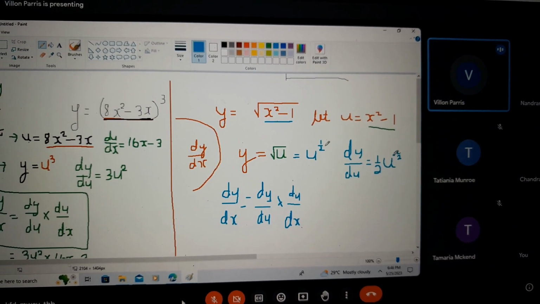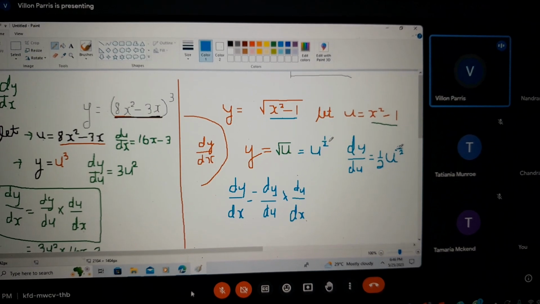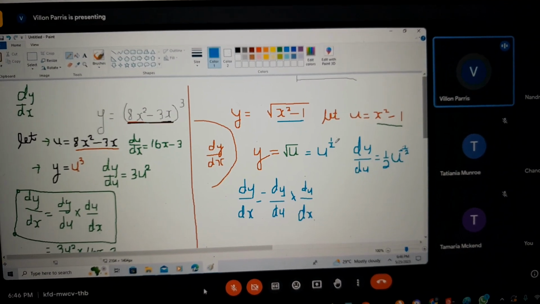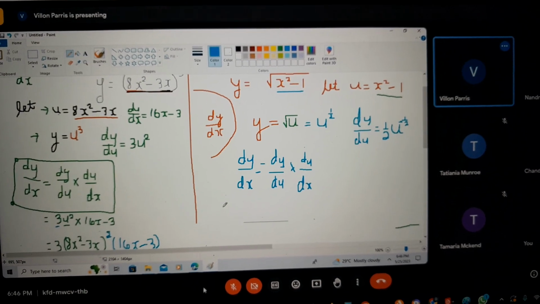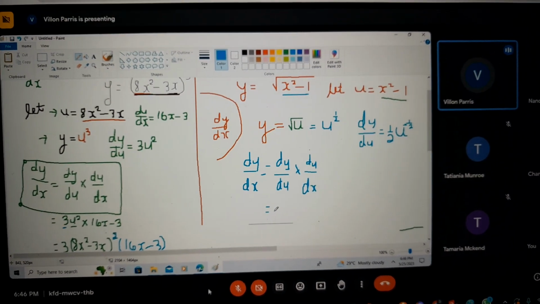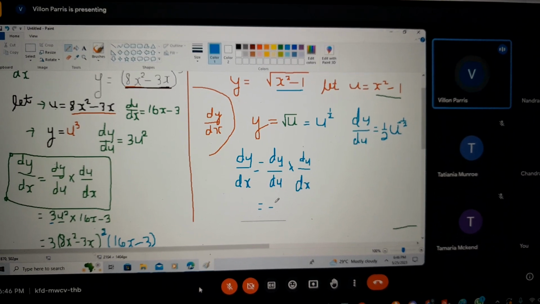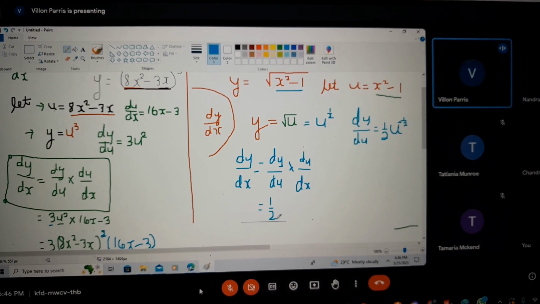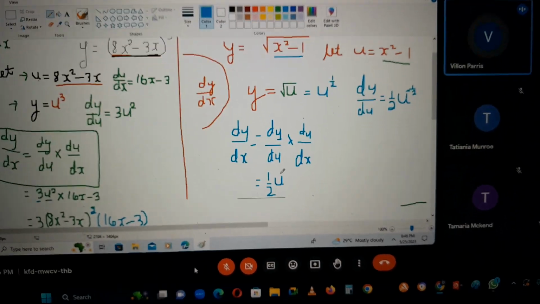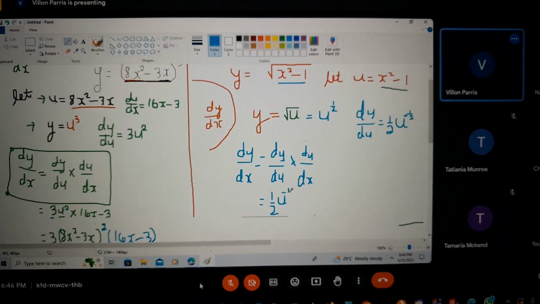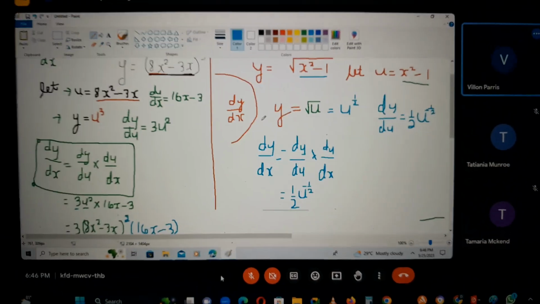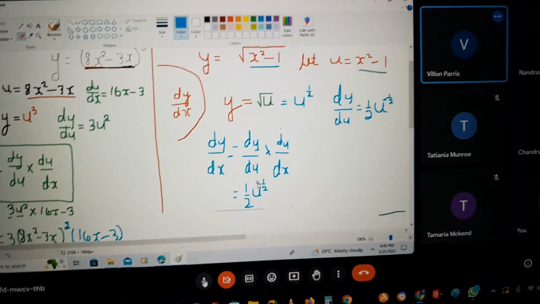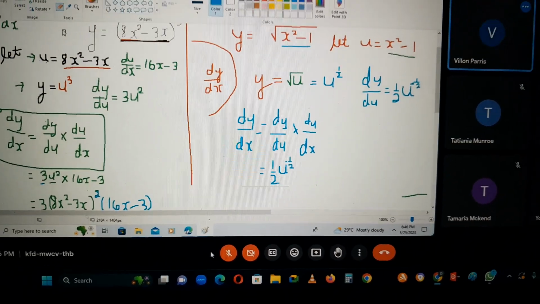So I'm going to leave it like this for now. We won't neaten it as yet. We can do that later. So that's basically what dy/du is equal to. So dy/du is half u to the negative half power. This is good with everyone? Yes, sir. Alright.